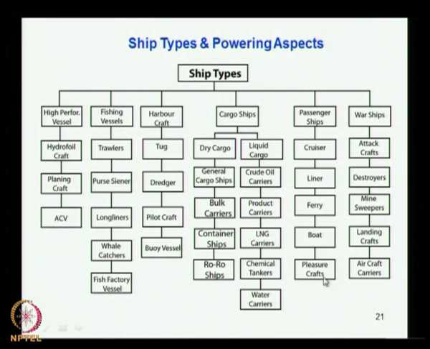Then pleasure crafts, there are different types of pleasure crafts. So in all this, the resistance estimation depends on the type of operation, type of vessel, and the speed of the vessel; all matter in the estimation. When the speed is high, the wave making resistance becomes higher, and you have to take care that the wave making is brought down by fine tuning the form of the vessel.